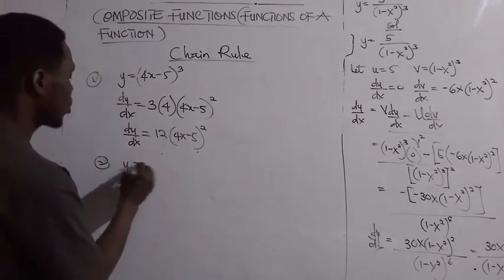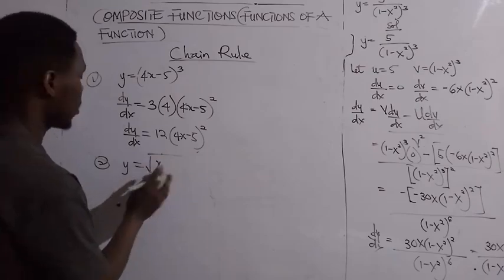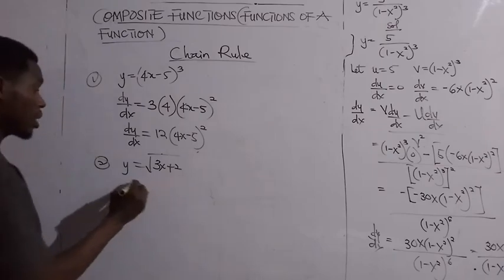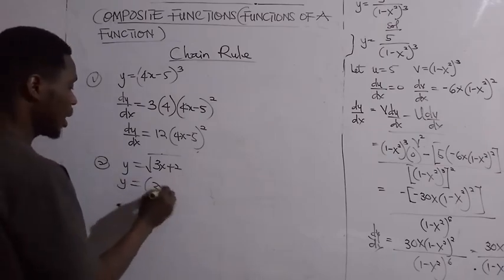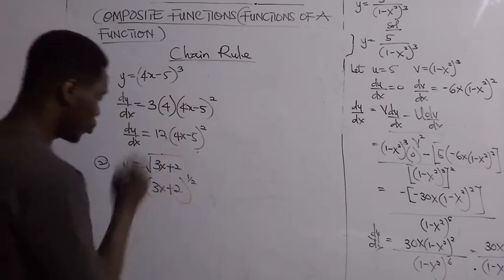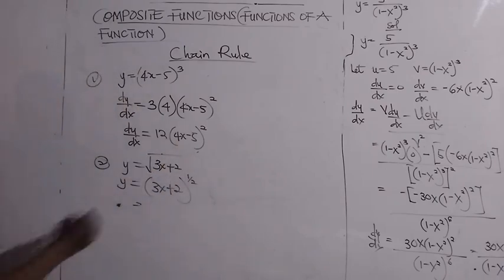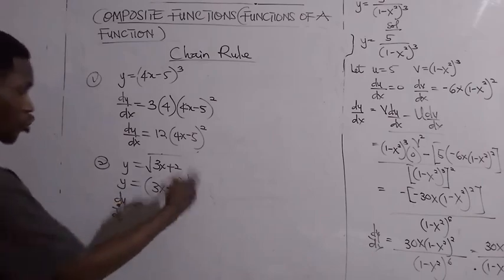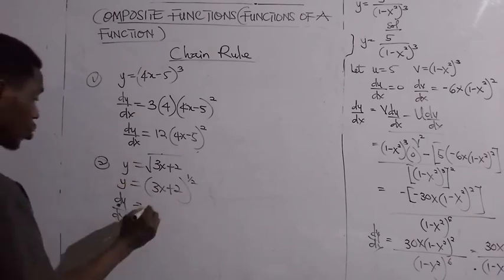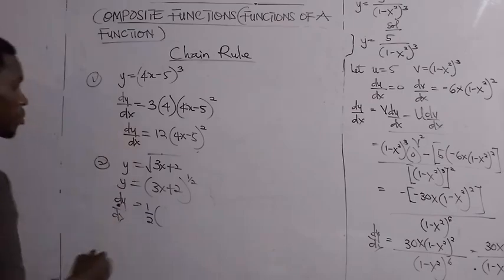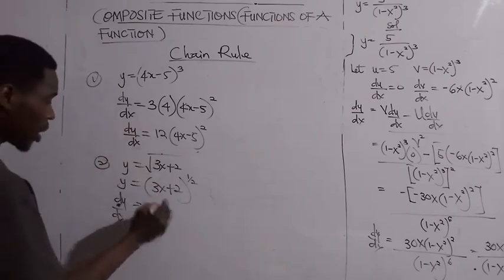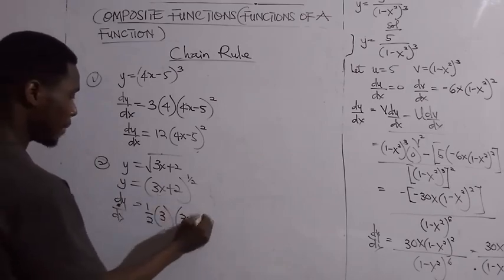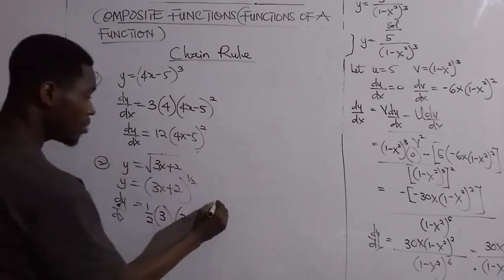The second question: we have y is equal to the root of 3x plus 2. What do we do? I said we should polish it up. So our y is equal to (3x plus 2) exponent 1 on 2. Now let's differentiate. Our dy over dx: drop the exponent, let it multiply the 1 here. So we have 1 over 2. Open bracket. Differentiate what is here. When you differentiate, you have 3. Then repeat what is here, 3x plus 2. Subtract 1 from the exponent, you have negative 1 over 2.